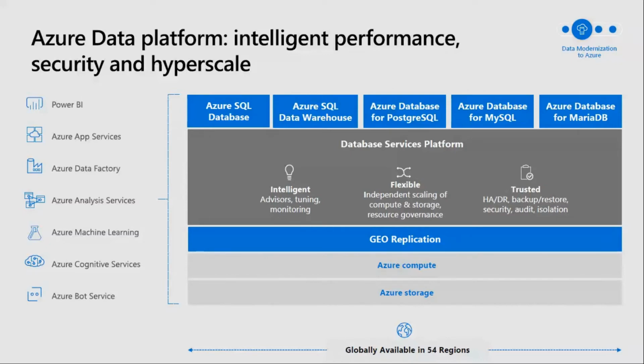It is globally available in 54 regions. If you add all the Azure Government regions, the tally goes up to 60-plus regions. And all the advanced services like Power BI, Azure App Services, Azure Data Factory, Azure Analysis Services, Azure Machine Learning, Azure Cognitive Services, and Azure Bot Service natively integrate with the data platform. There is no need for you to worry about how to integrate them with your data services. They natively integrate with all the data services.